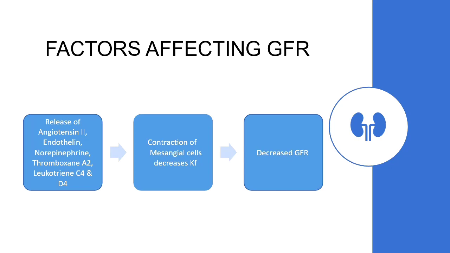As we can see in the flowchart, angiotensin II, which is a part of the renin-angiotensin-aldosterone system, endothelin, a powerful endothelial-derived vasoconstrictor, norepinephrine released by the sympathetic nervous system, thromboxane A2, leukotriene C4 and D4 are potent constrictors which cause an overall decrease in GFR.